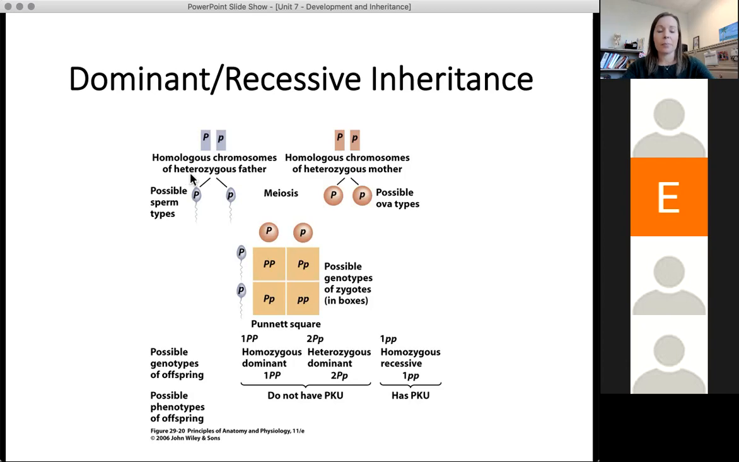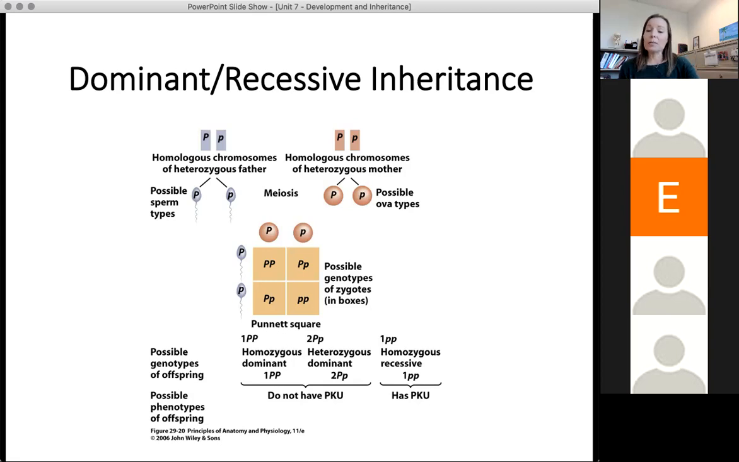So in this example, you have a father that is heterozygous for a trait. And you have a mother that is also heterozygous. So you have to remember what heterozygous means. It means that there are two different alleles.